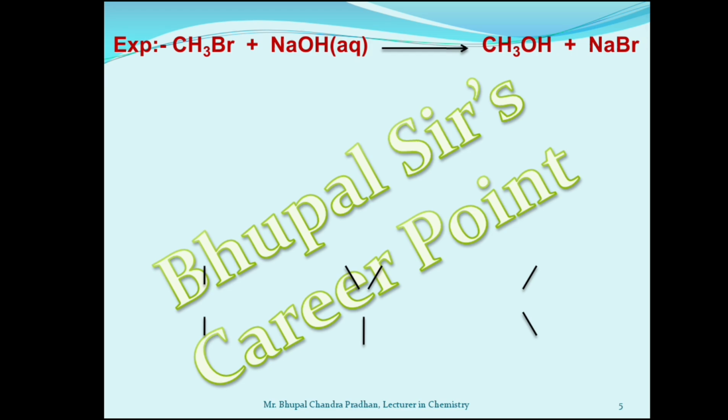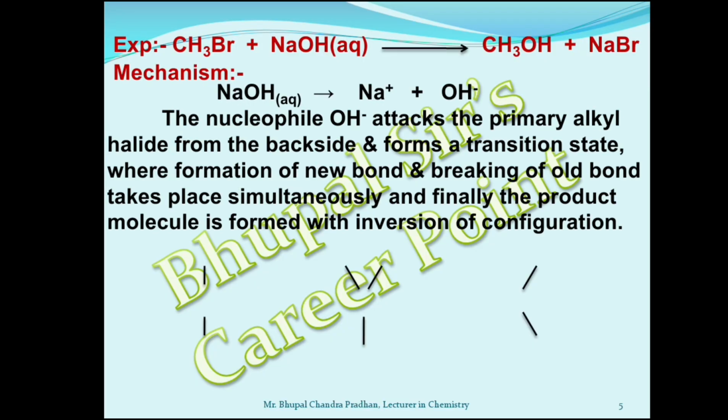Now, let us come to an example. When methyl bromide reacts with aqueous NaOH, methyl alcohol and NaBr are formed. Let us come to the mechanism. First of all, NaOH in the aqueous state breaks down to give Na+ and OH-. The nucleophile OH- attacks the primary alkyl halide from the backside and forms a transition state where formation of a new bond and breaking of an old bond take place simultaneously. Finally, the product molecule is formed with inversion of configuration, as represented below.